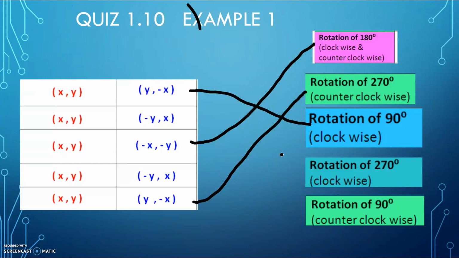Alright, and we just have two more left that are the same ones. A rotation of 270 degrees clockwise or a rotation of 90 degrees counterclockwise. Those match with these. And that's example 1.